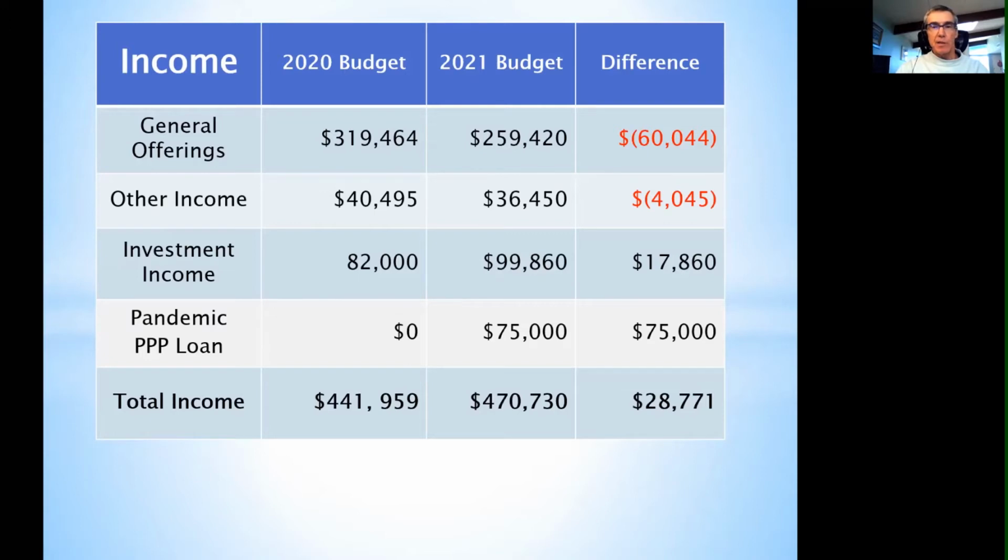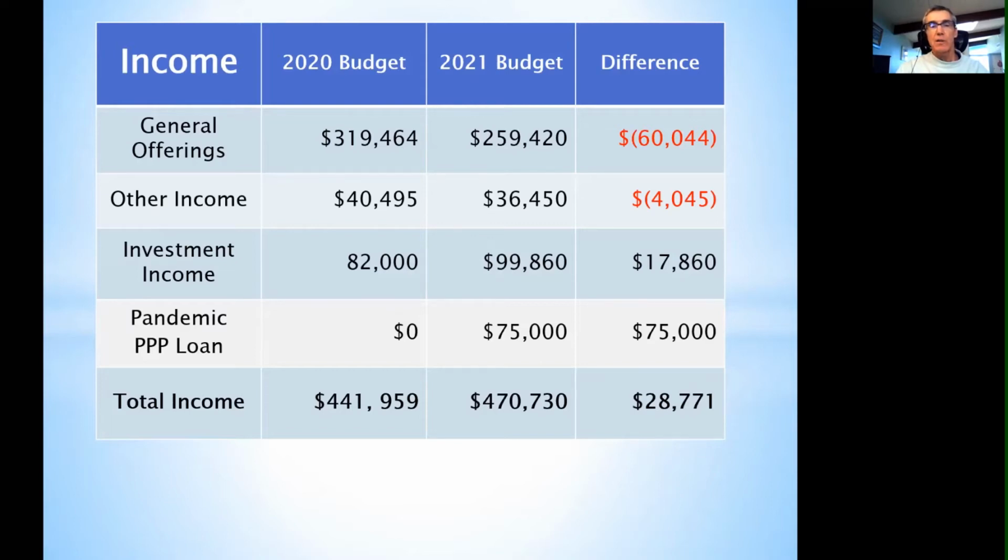Now the investment income, we're basically saying that's going to be up a little bit, at 17,000. And then the good news is, and I just want to make a really big shout out to Leslie for basically working with Union Bank to secure a second PPP loan. Now again, these loans are forgivable. So basically this money can be used in our budget, and $75,000 is what we're planning.